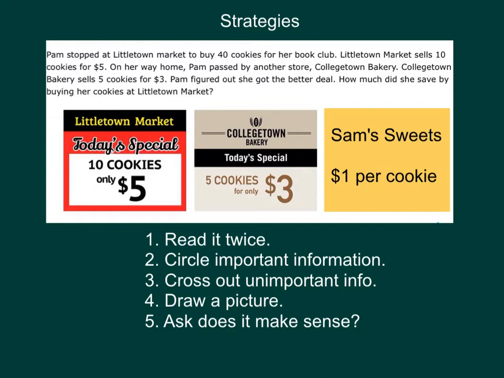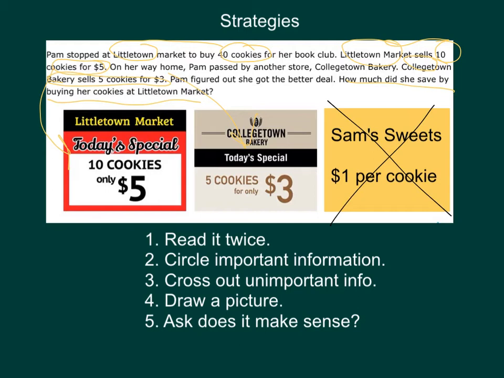But now I'm going to circle my important information. So the fact that she bought 40 cookies is going to be important, and she bought them from Littletown Market. So it's important to also know that Littletown Market sells the 10 cookies for $5. It's important to know that Collegetown Bakery sells 5 cookies for $3. And so my question that I'm supposed to be answering, I'm going to underline so I make sure. Now I do have 3 graphics here, and the graphics do help me a little bit because it breaks down that information really well. But then I noticed that they have a Sam Sweets thing, and nothing is about Sam Sweets, so I can just cross that out. I don't have to worry about Sam Sweets at all.